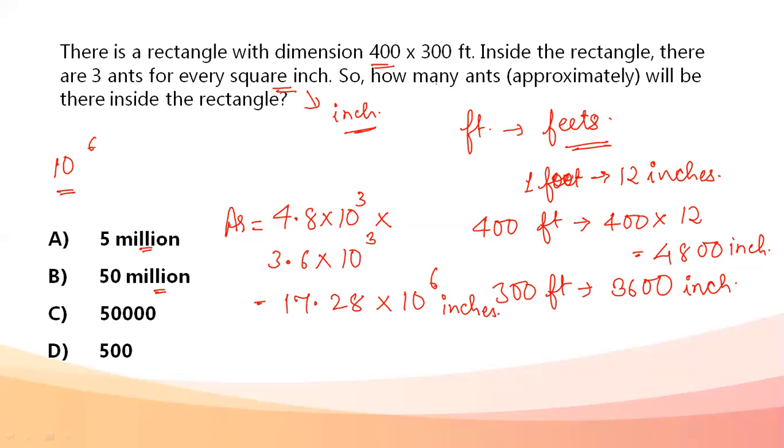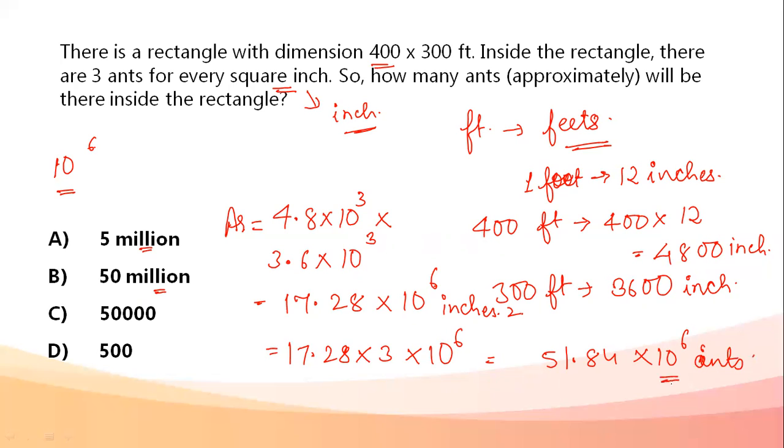Now, it is given that for every square inch there are 3 ants. So for this many square inches, it is 17.28 into 3 into 10 raised to power 6 ants. When we do the multiplication, it is 51.84 into 10 raised to power 6 ants in total. Now, 10 raised to power 6 is millions.